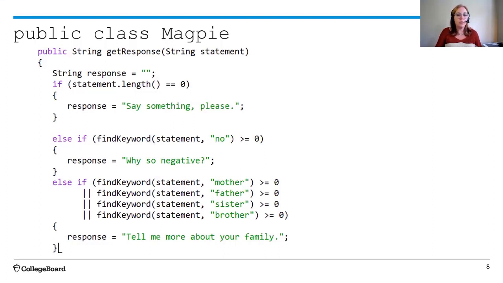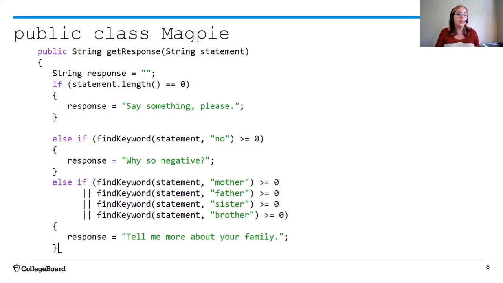So we're still working off the beginning piece of the Magpie code. This is really presented in activity 2, but it carries forward. We see the opening statement. If the statement length is 0, tell me something, please. We looked at this in a prior video. But our else if here is if the statement has the characters no anywhere in it, the word no is there, greater than or equal to the 0 position in the statement, it's going to respond with why so negative.